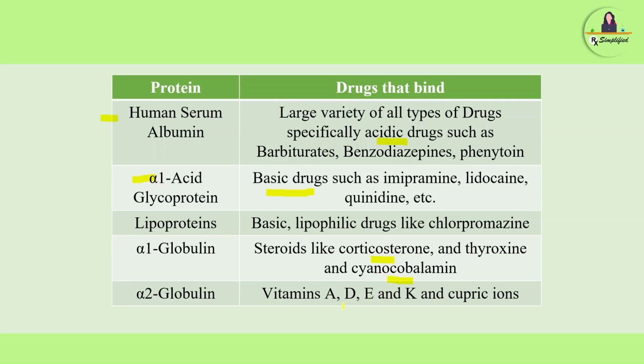For alpha-2 globulin, what are the drugs with affinity? Vitamins A, D, E, K, and cupric ions. These show higher affinity for alpha-2 globulin. But cyanocobalamin, steroids like corticosteroid, and thyroxine show higher affinity for alpha-1 globulin, and lipophilic drugs like chlorpromazine show higher affinity for lipoproteins. Lipophilic drugs, lipoproteins.